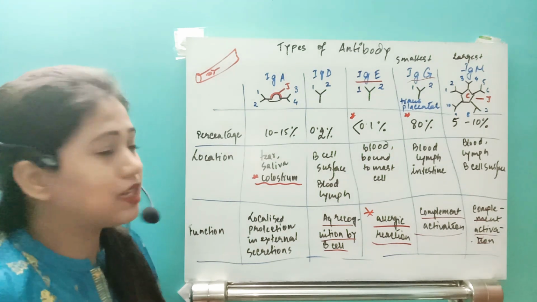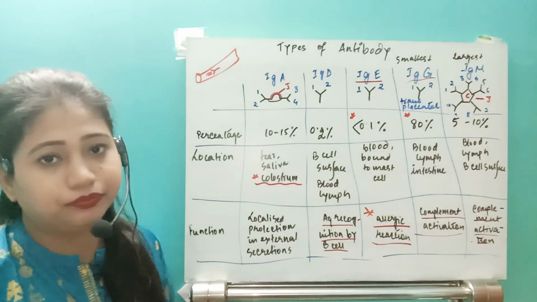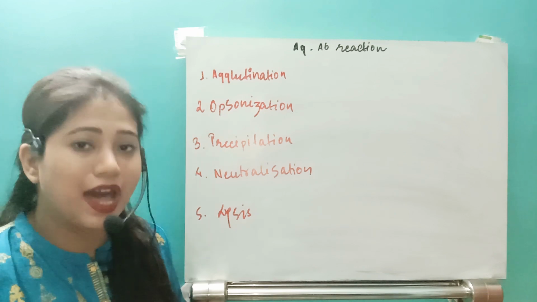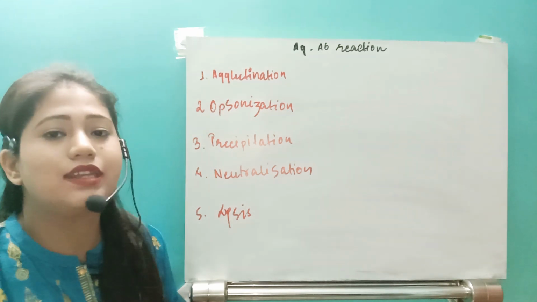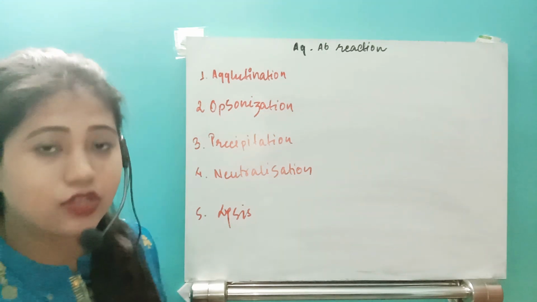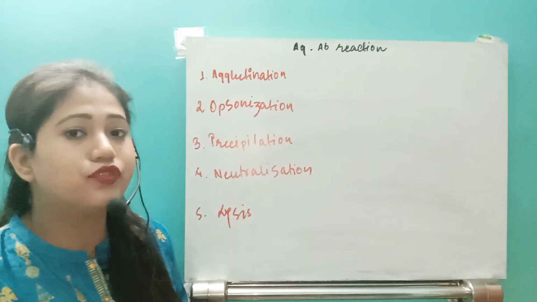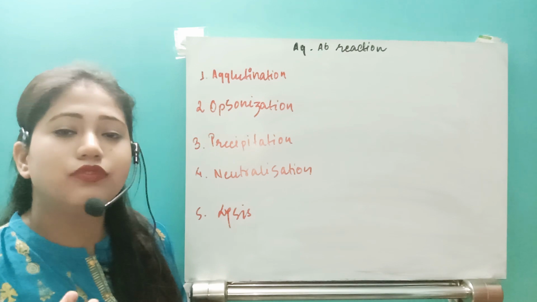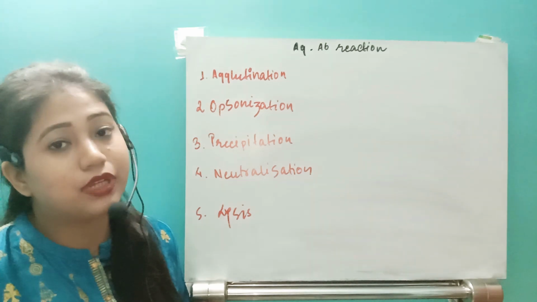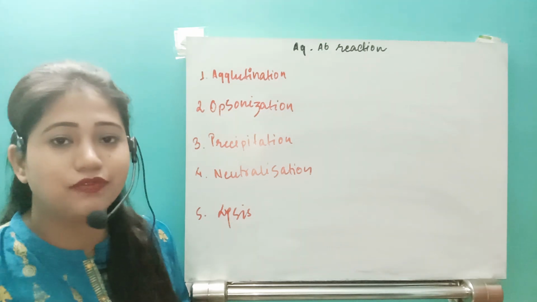So after that, let us see how this antibody will function. All this mechanism we'll see after that. Now, see the last part of this video, that is antigen antibody reaction. If an antigen has invaded, then the antibody has to kill that foreign particle, or it should develop the immune response. So how will it develop the immune response? That will be by 5 different types.